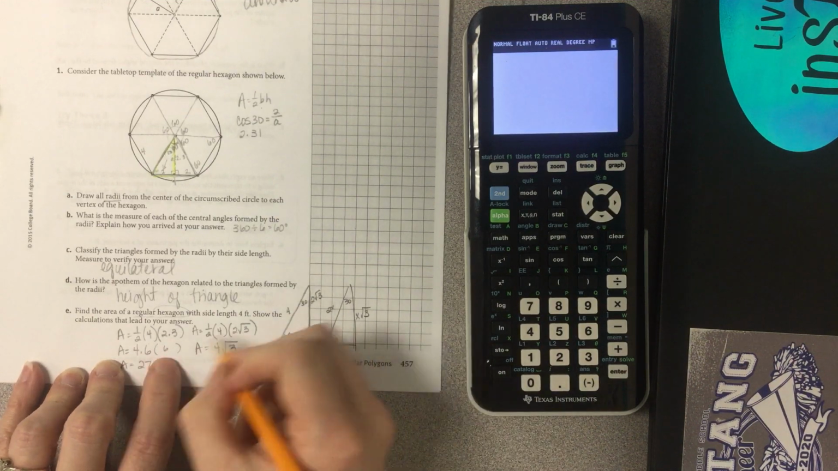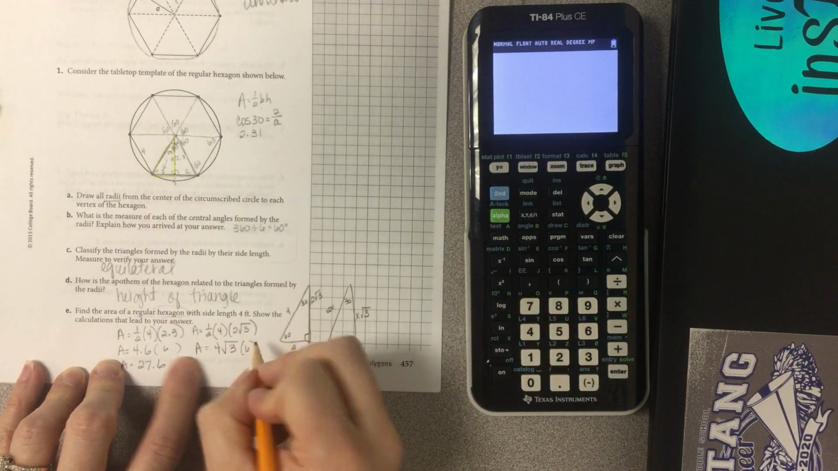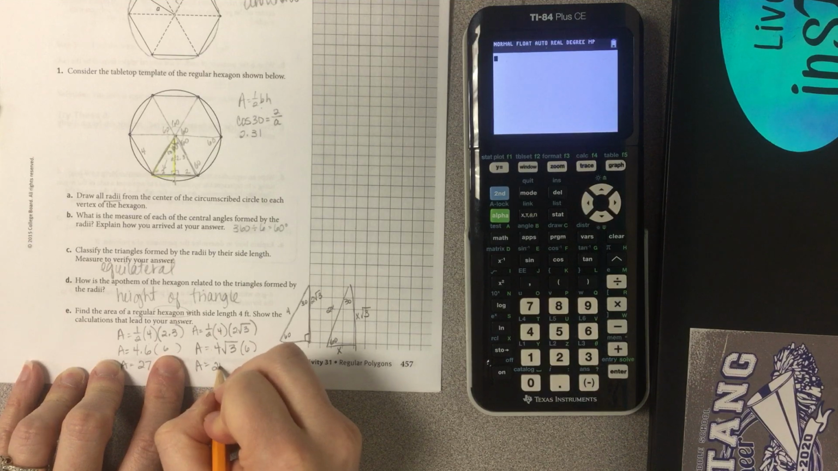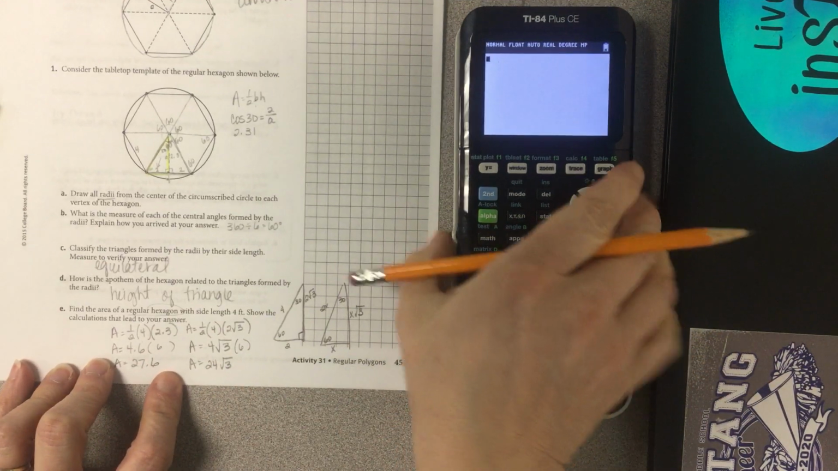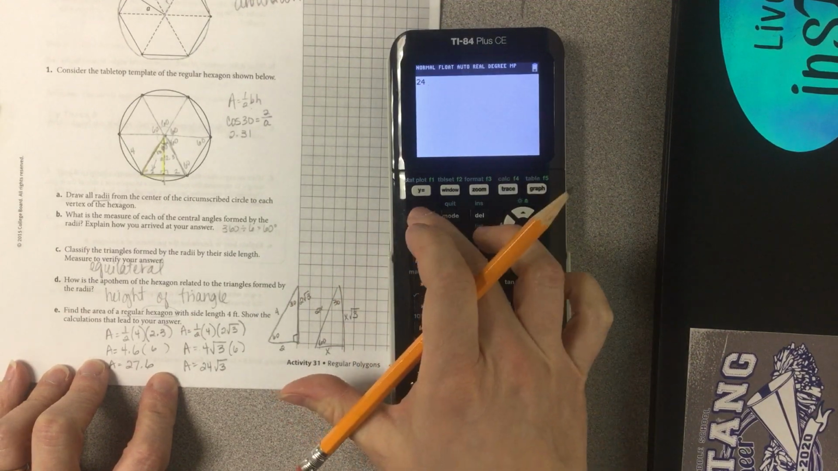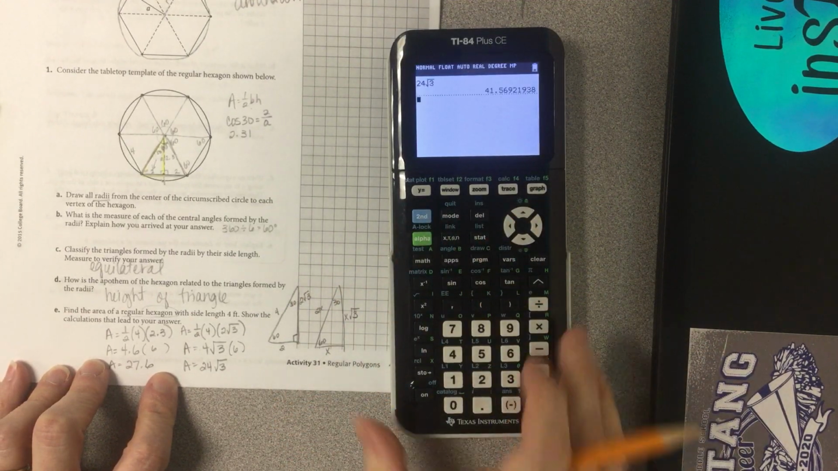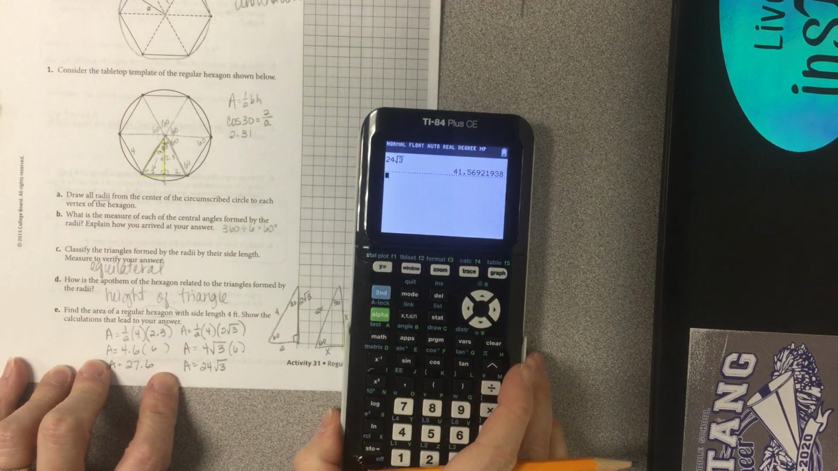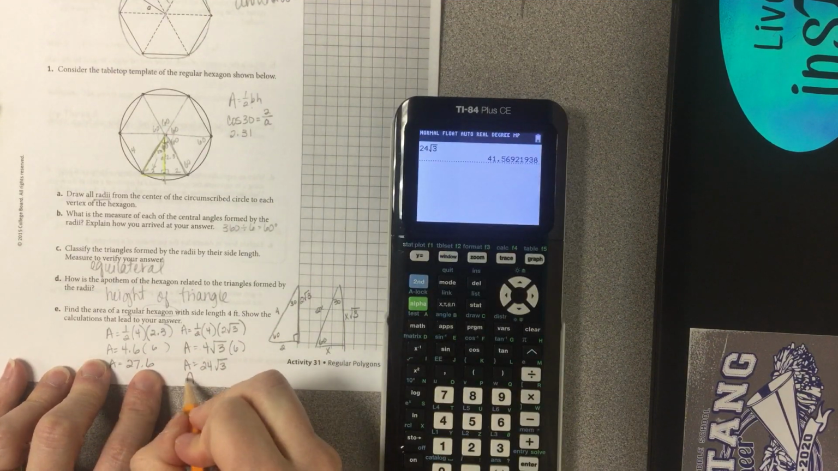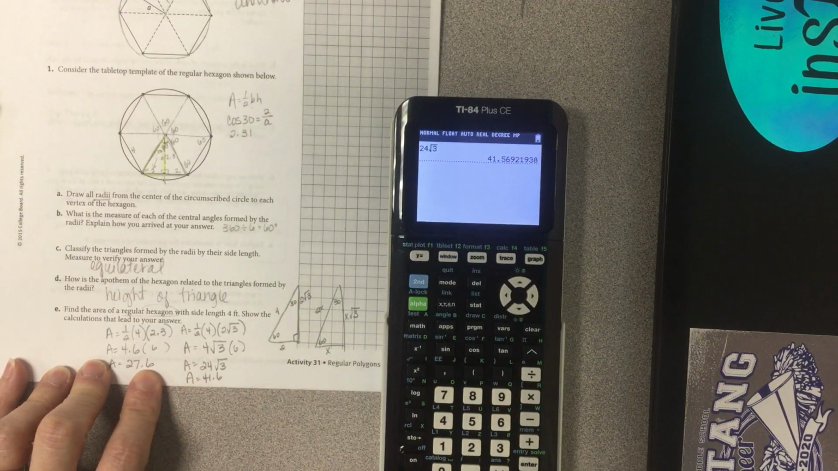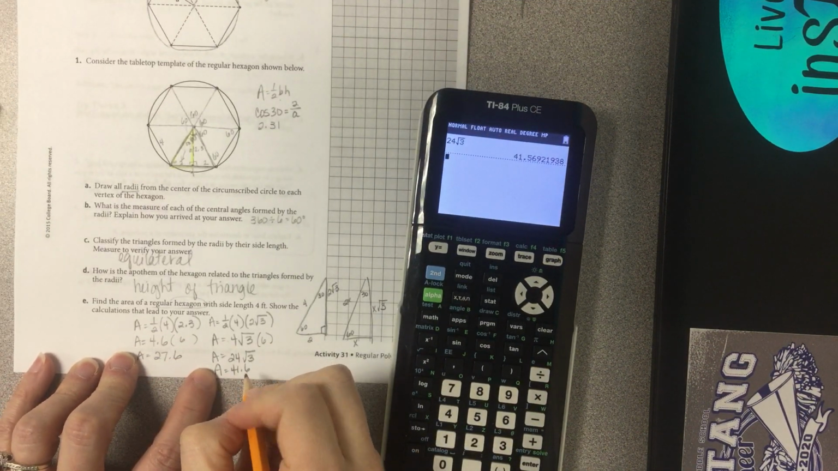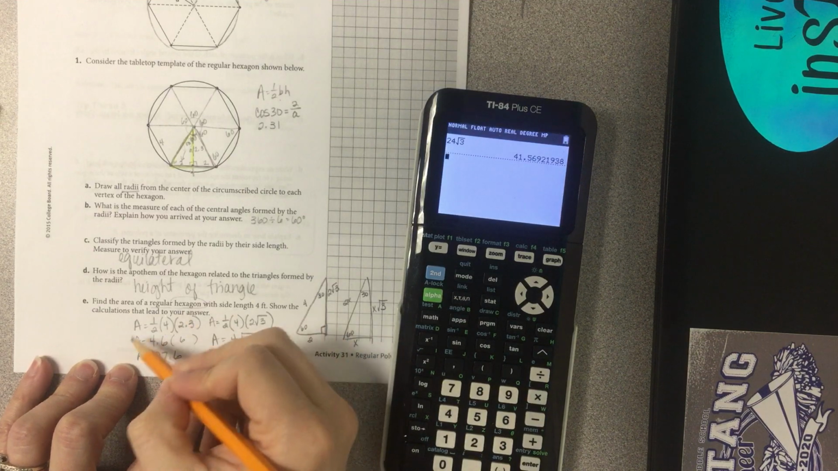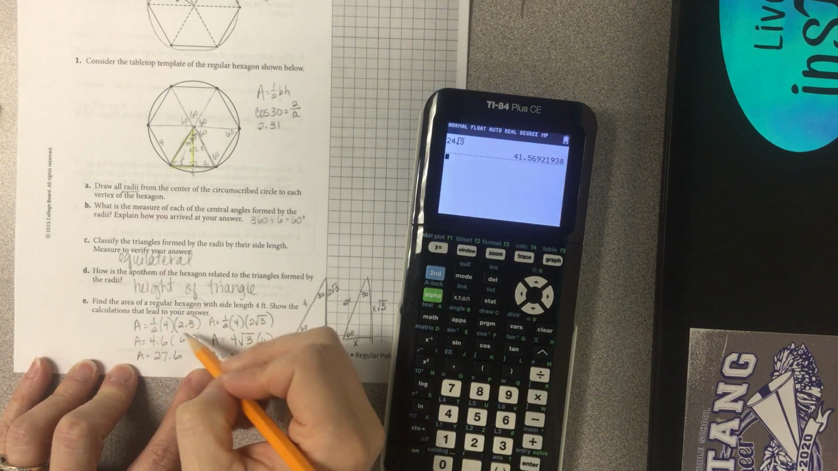And then again, I have 6 of those triangles. So when I multiply now, I get 24 times the square root of 3. And if you want to verify and plug in 24 times the square root of 3, we get 41.6. Now, normally I wouldn't work every problem twice, but this is a good clue to me that I've made a mistake somewhere. So hopefully you've already caught it as you were watching.